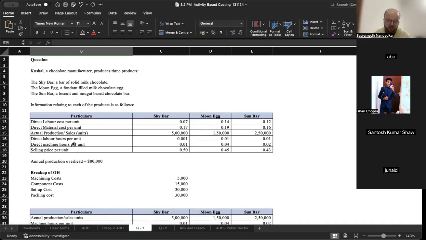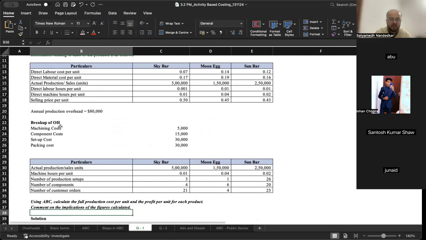Kushal, a chocolate manufacturer, produces three products: the Sky Bar, a bar of solid milk chocolate, the Moon Egg, and the Sun Bar. There are three types of products they are making. The direct labor cost per unit, direct material cost per unit, actual production or sales is given, direct labor hours are given, direct machine hours per unit, and selling price per unit. Annual production overhead is 80,000. Breakup of cost: machining cost, component cost, setup cost, packing cost.